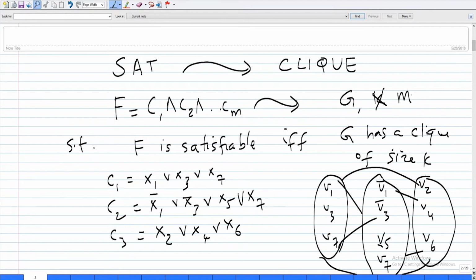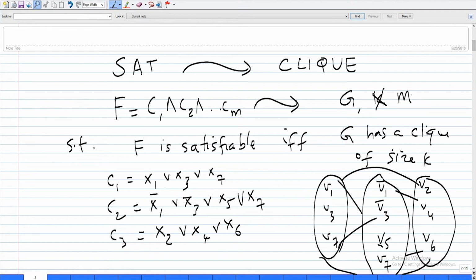But unfortunately, that is not true here because there is always an M clique here. Why? Because pick one vertex here, one vertex here, one vertex here, one vertex here. The way I have drawn the edge, that will always be an M clique, whether or not that gives me a satisfying assignment or not.